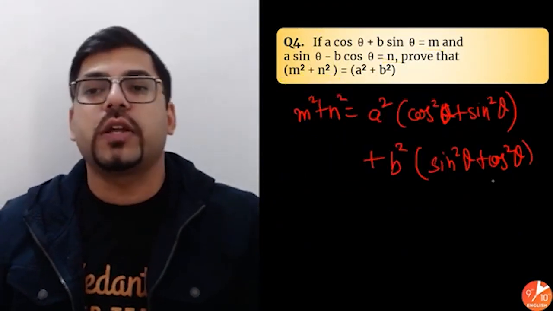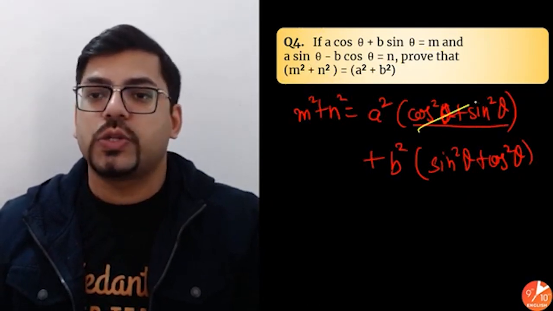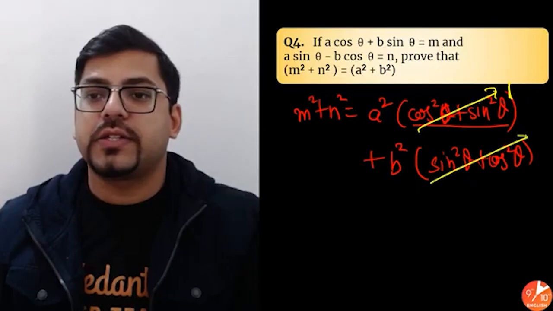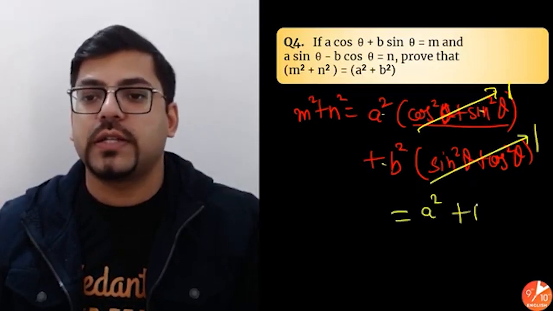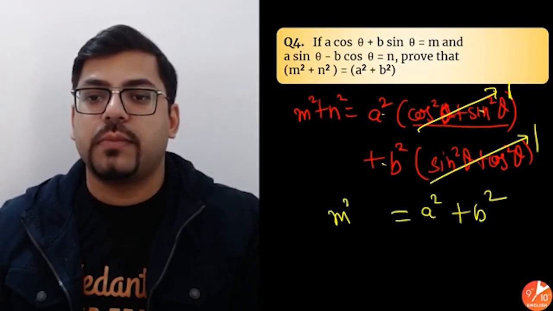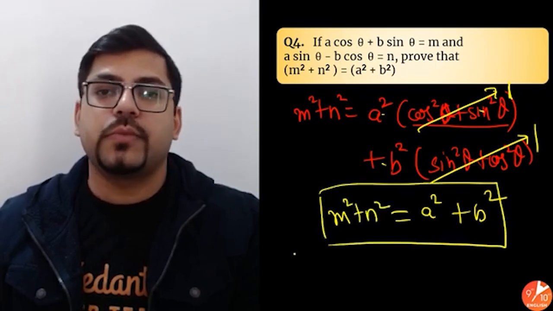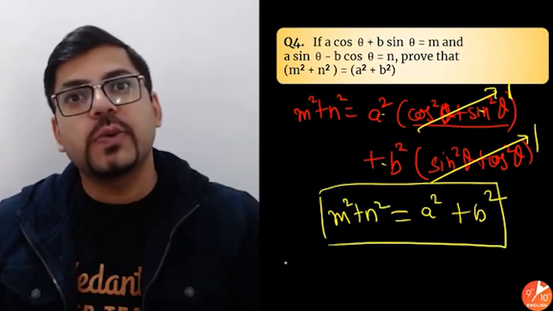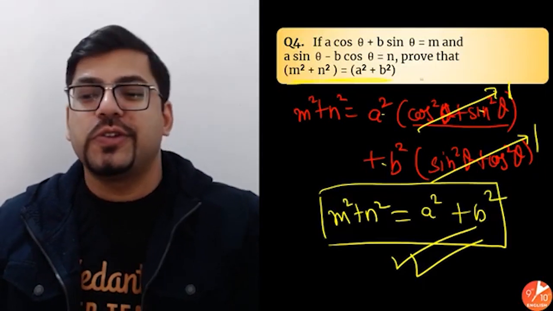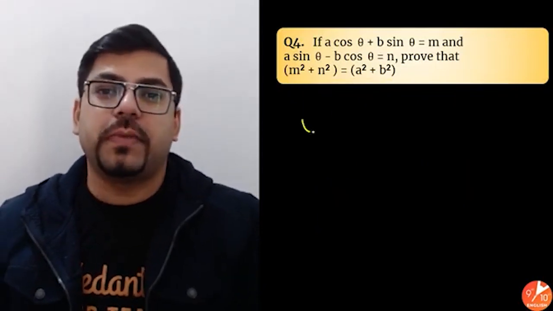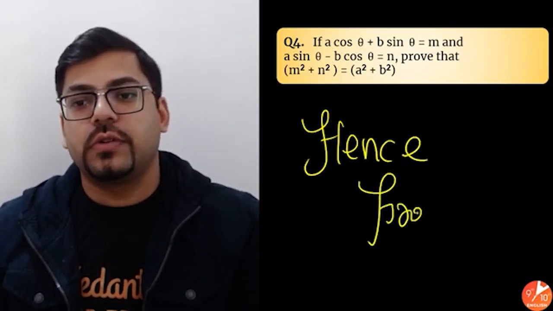So finally what you got is cos square theta plus sin square theta, and that too you know it is 1. So hence this is 1, and similarly this is 1. So 1 into a square is nothing but a square, 1 into b square is nothing but b square, and hence this is m square plus n square. Cool. So we got this, m square plus n square equals a square plus b square. And that's what we had to prove. So I can take one complete page to write this beautiful word, hence proved.